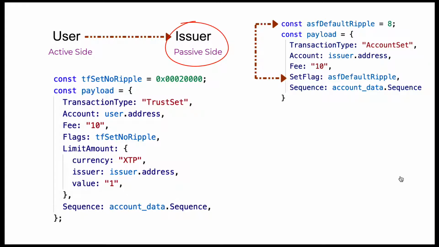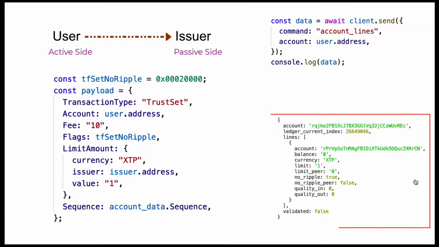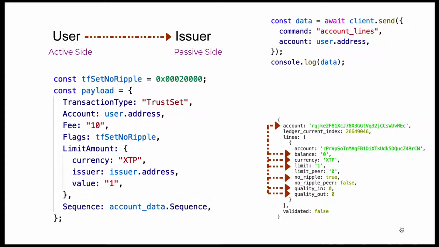Let's first run the account lines command on the user account and see the result. This is the command and the output will look something similar to this. Let me explain this output a little bit for now. This is a user account. This is the issuer account. For the user, this is the peer account. So wherever you see the keyword peer in this output, it means it's a configuration from the issuer end or the other account's end. All other configurations are from the user end.